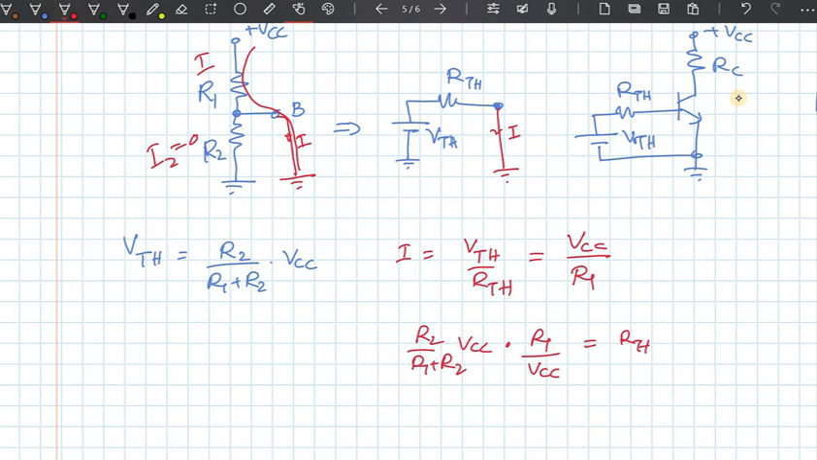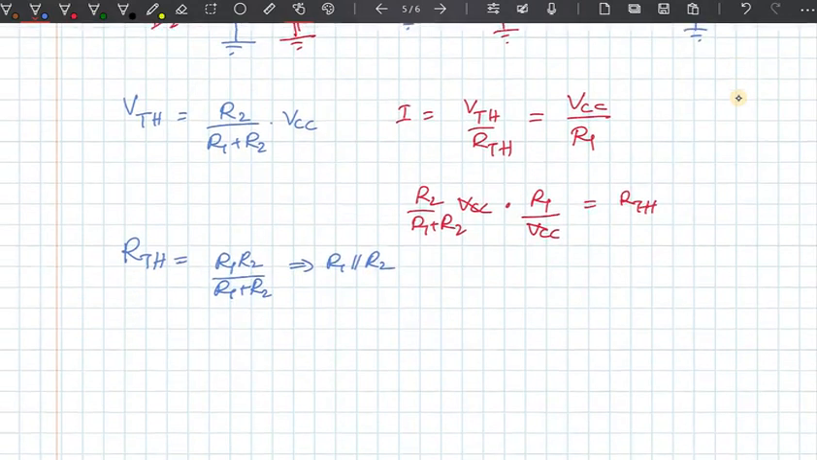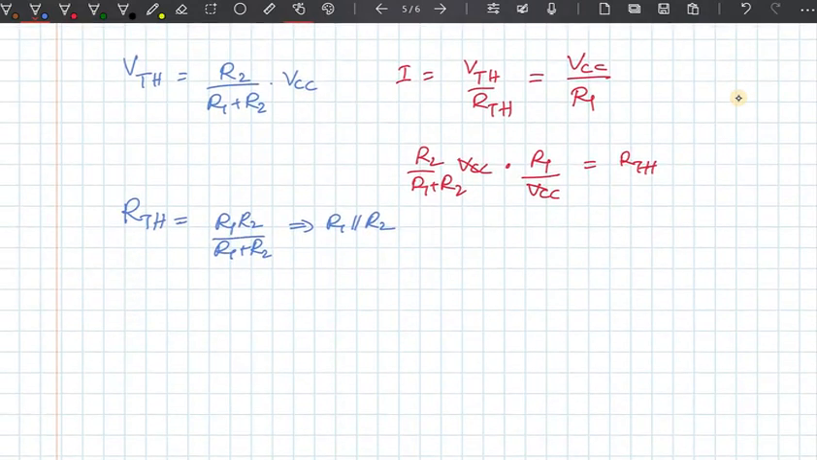So this is one way of doing it. There are other ways of doing it also. So my RTH is equal to R1 R2 over R1 plus R2, which is actually nothing but R1 parallel R2. Okay, so the parallel equivalent circuit of R1 and R2. This is easy to find. There are many ways to do it. So we now know how to find the Thevenin's equivalent circuit of the bias circuit.